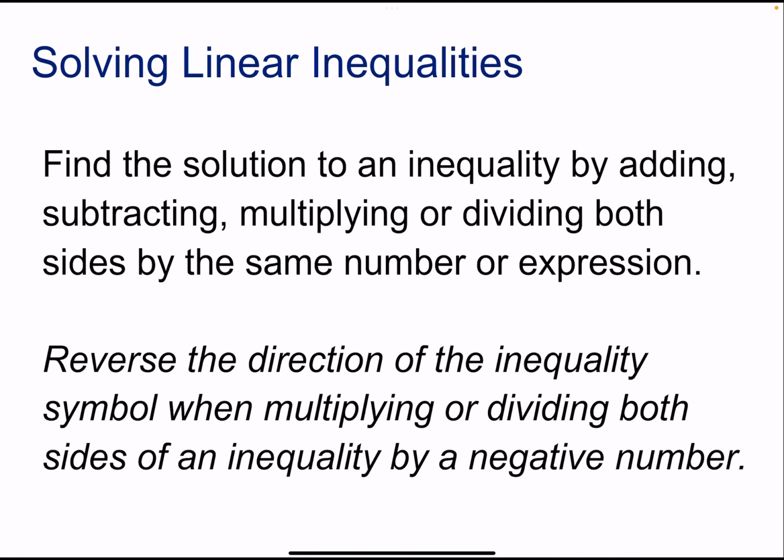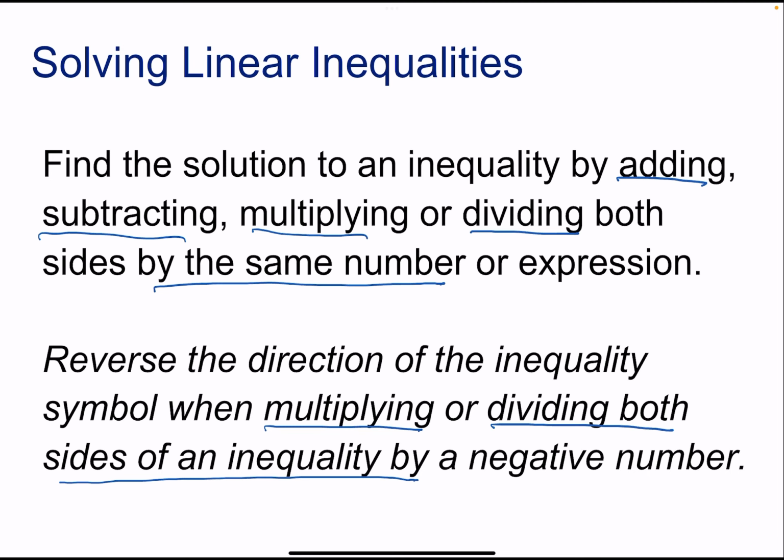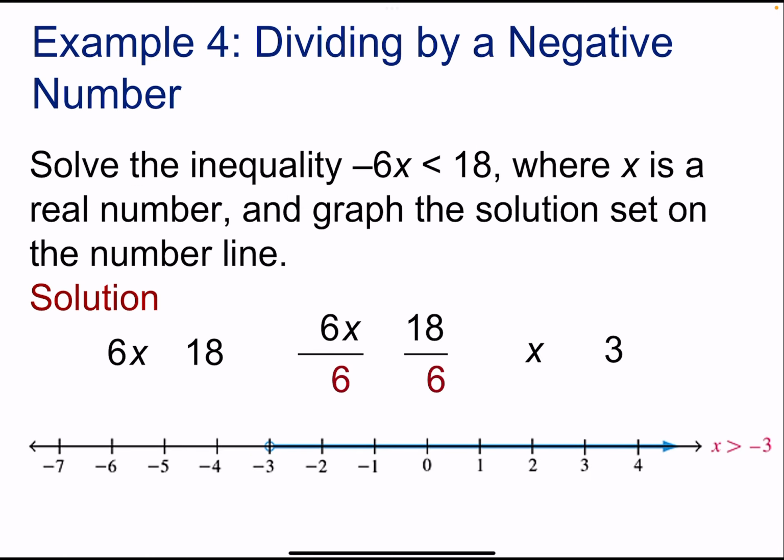All right, so in general, when you solve a linear inequality, you will either add, subtract, multiply, or divide both sides by the same number or expression. One key thing that you want to remember is that when you multiply or divide both sides of an inequality by a negative number, you will reverse the direction of the inequality. So what does that mean? Let's look at an example here.